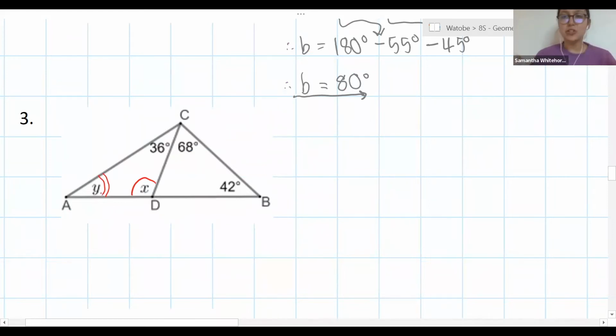Now, my hint to you is look for the triangles. Look and see if you can see any exterior angles to triangles, sum of angles in a triangle. So look out for your triangles there. Remember your reasons. We always need to give a reason.